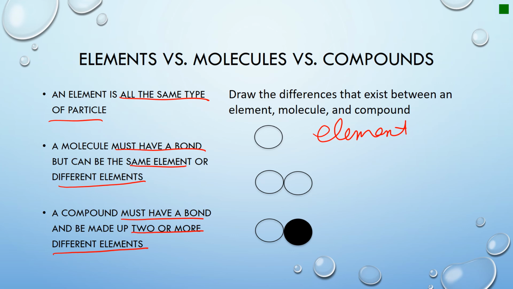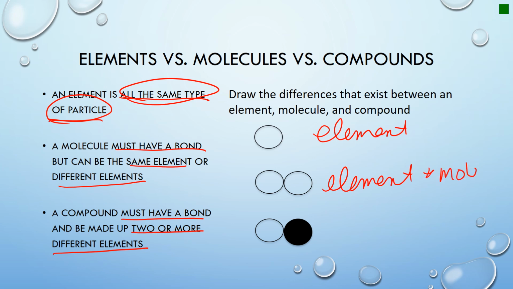The next one is an element. Why is it an element? Because its key is it's all the same type of particle. Now the other thing is that it is also a molecule. So this is an element and a molecule. Okay. Why is it a molecule? Because it has a bond. Okay, so elements can have bonds. They don't always need them though. Molecules need bonds, but they can be the same element or made up of different elements.